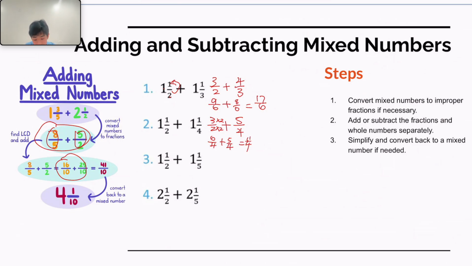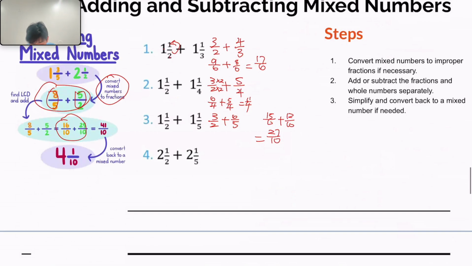Next, first convert it into improper fractions. This will be 3 over 2 plus 6 over 5. The least common denominator here will be 10. This will become 15 over 10 plus 12 over 10, which is basically just 27 over 10.